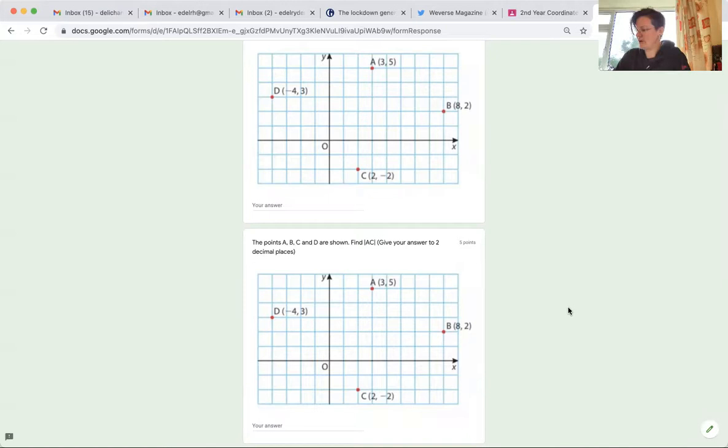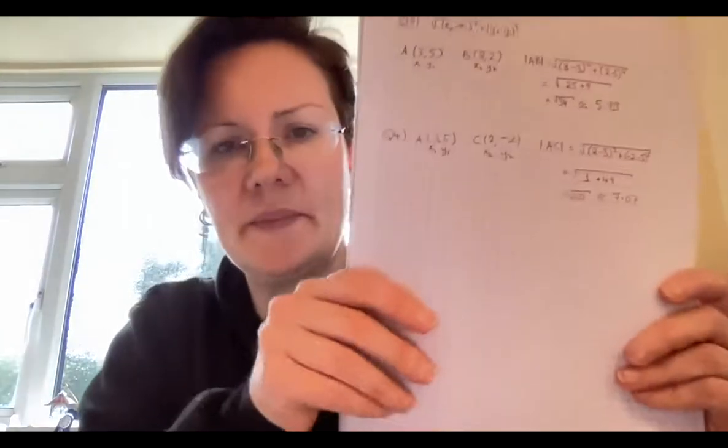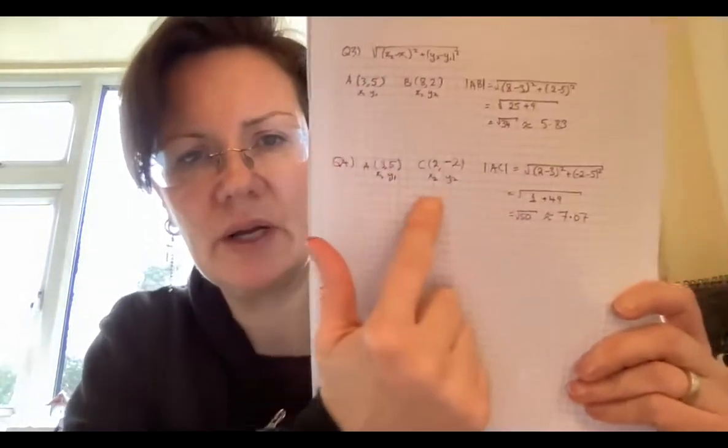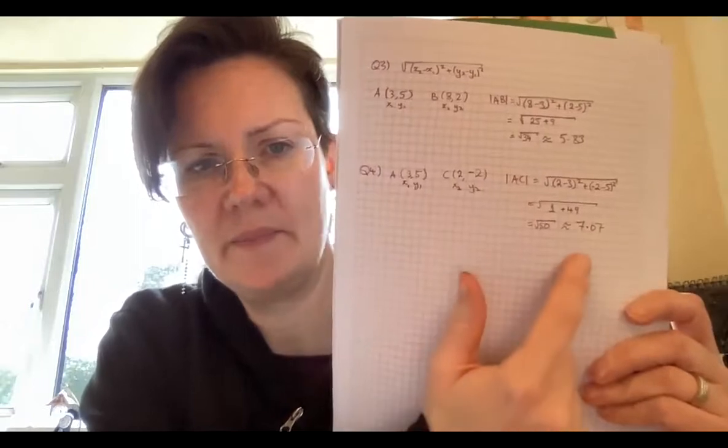And that will be 7.07. So again, let me type in my answer to this one. This one was 5.83. And this one was 7.07. So if I stop sharing for a second, you can see here is question 4. Label your points, fill them into the formula up here, and use your calculator to do the rest.